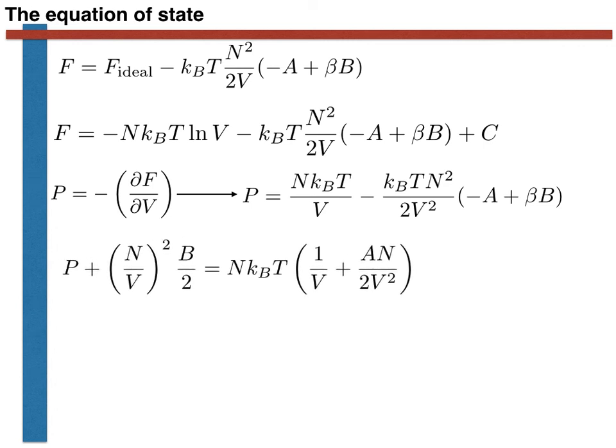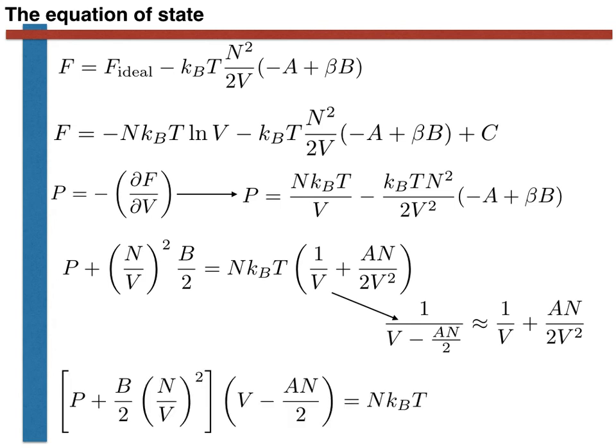Now, we could bring the two quotients on the right-hand side over a common denominator. Instead, though, we note that 1 over V plus an over 2V squared are the first two terms in the series expansion of 1 over V minus an over 2. This is a result that follows from the well-known result for the geometric series. We thus rewrite the term in brackets as 1 over V minus an over 2, so that when we multiply both sides by V minus an over 2, we get the following expression, which is the van der Waals equation of state.